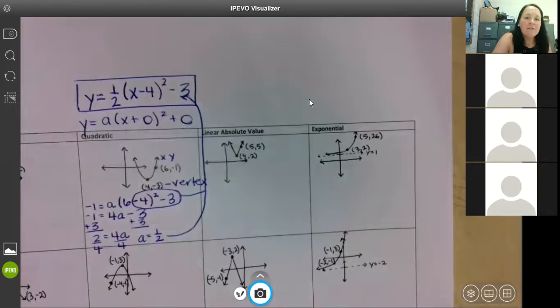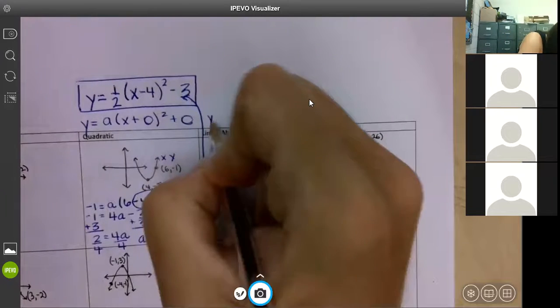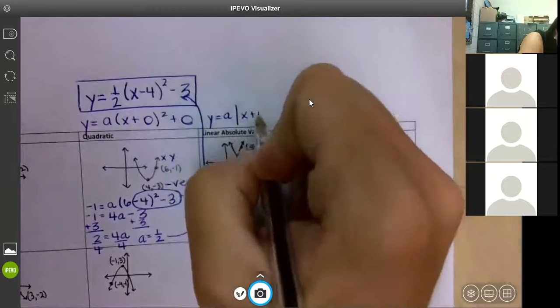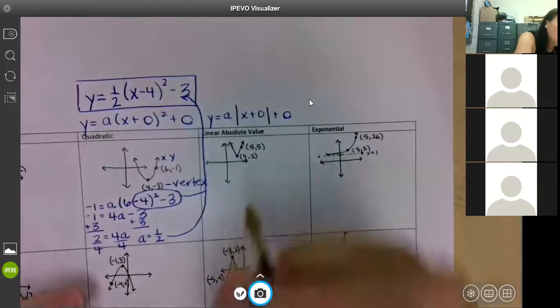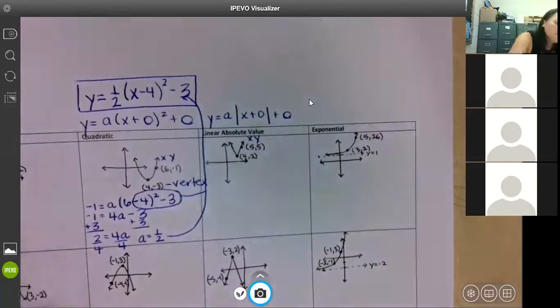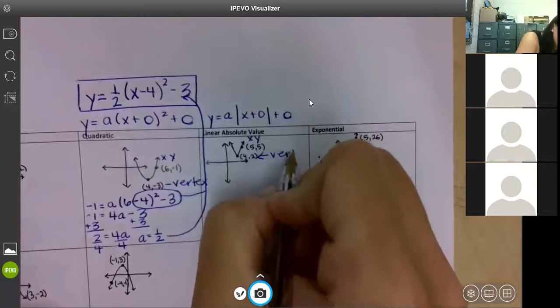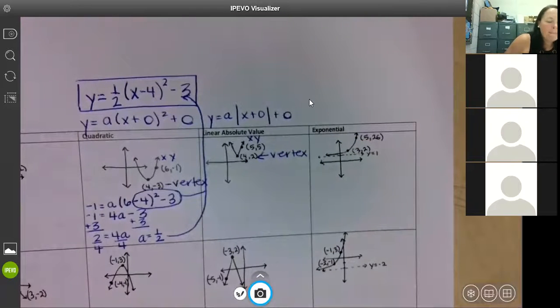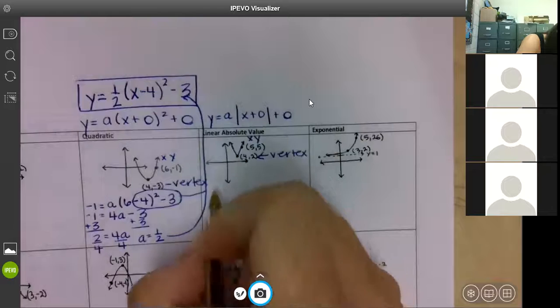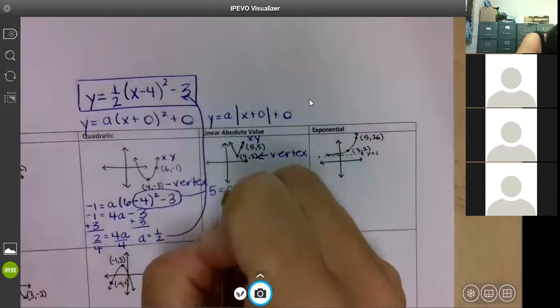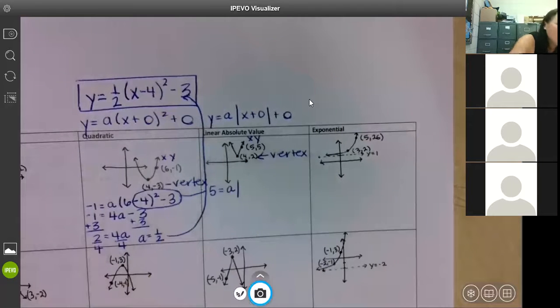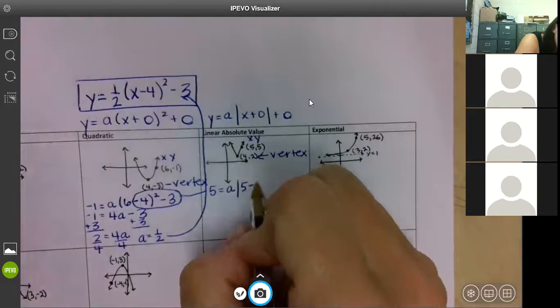Go over your linear absolute value. It's the same thing, except it's the absolute value of x plus 0, plus 0. But you have a new vertex. This coordinate is your x and your y. This coordinate is your new vertex. So we're going to do our y coordinate. We're going to fill in this equation. Our y coordinate is 5. We don't know a. We're going to do absolute value of our x coordinate, which is 5. What do I have to do to my vertex x? Switch the sign. So it's going to be a -4.